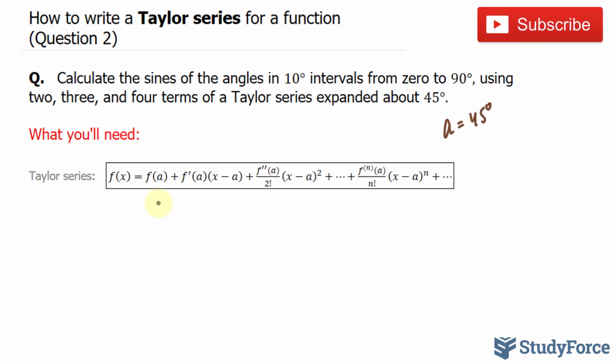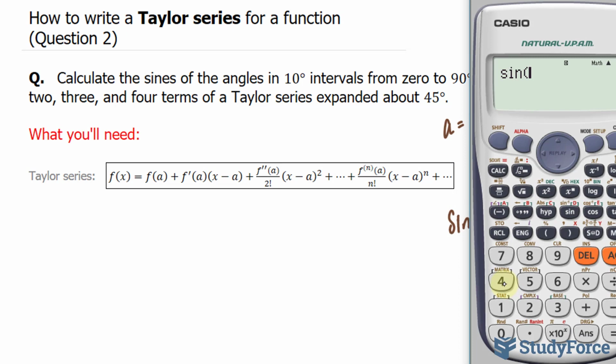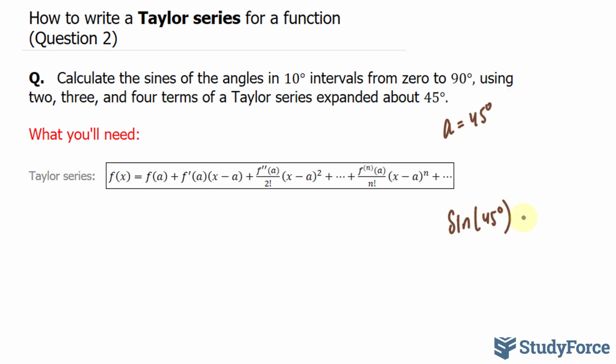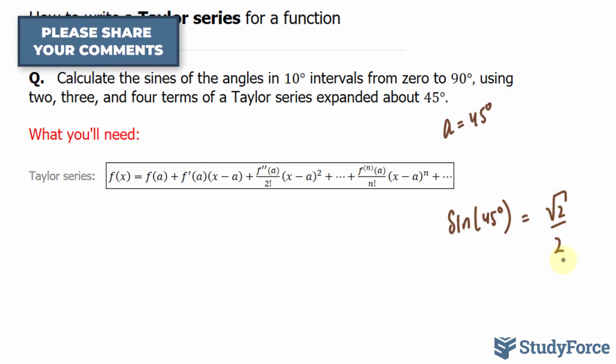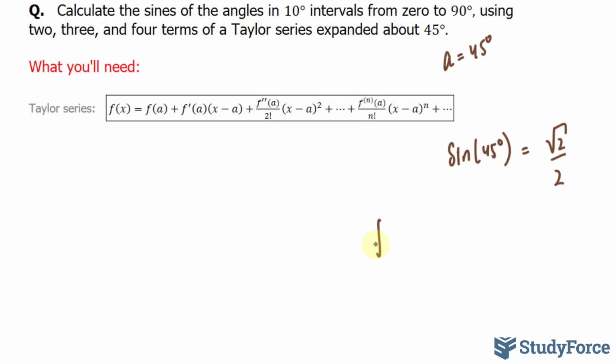Starting with this term, we want to evaluate sine when it's 45 degrees. Using our calculator, we'll write down sine of 45 degrees, make sure that your calculator is in degrees, and sine 45 gives me the square root of 2 over 2. Also, according to the Taylor series, we need to find the first, second, and third derivative to write down 4 terms of this series. The first derivative of sine is equal to cosine x, and I will evaluate this when x is equal to 45 degrees.